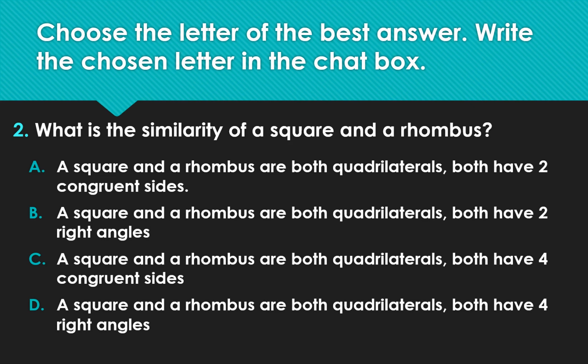What is the correct answer? And the correct answer is letter C. A square and a rhombus are both quadrilaterals. Both have four congruent sides.